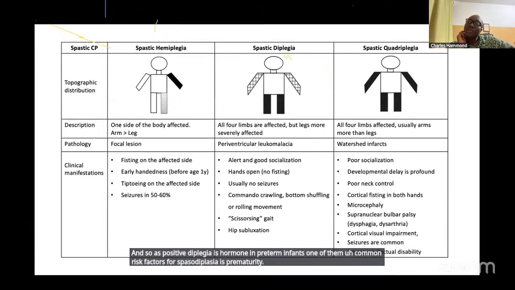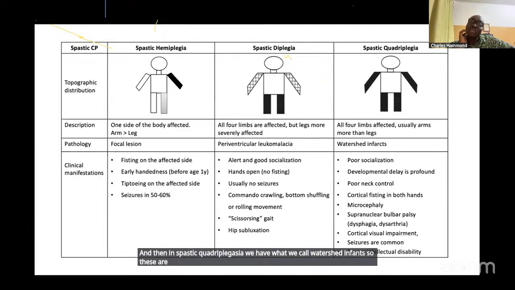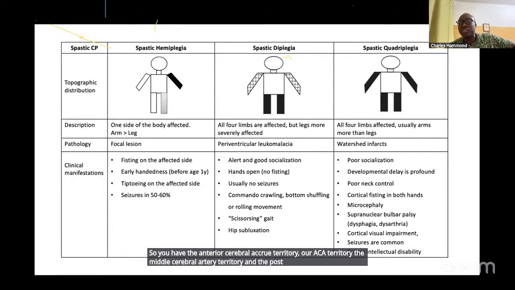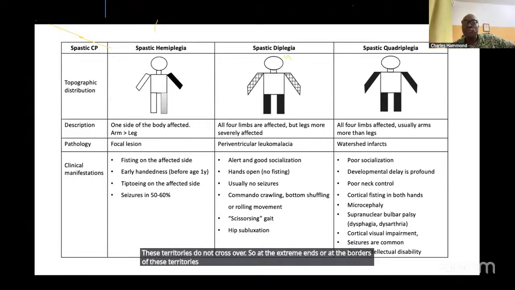And then in spastic quadriplegia, we have what we call watershed infarcts. So these are the terminal ends of the vascular distribution. So you have the anterior cerebral artery territory, or ACA territory, the middle cerebral artery territory, and the posterior cerebral artery territory. These territories do not cross over. So at the extreme ends or at the borders of these territories, perfusion is very low. And so when there is any vascular compromise, it is these end areas that are most severely impacted. And that results in what we call watershed infarcts.